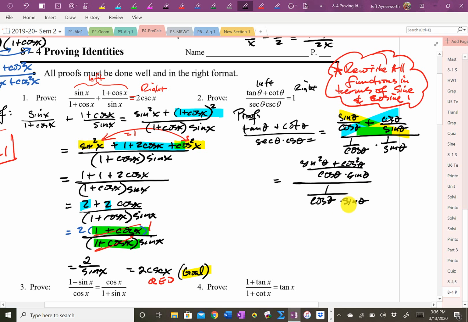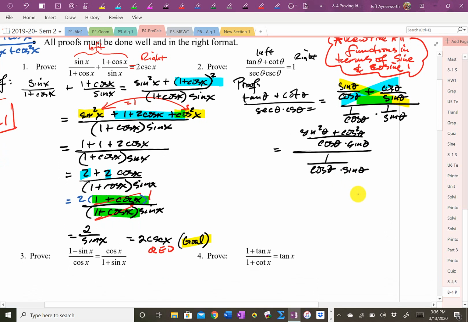Now I still have a fraction divided by a fraction. And as I said before in the lesson, whenever you divide fractions, you multiply by the reciprocal. That's a key concept right here. You have to go back to fourth grade, believe it or not, because that's when you learned it. So this whole fraction up here, by the way, is a Pythagorean identity. Right there, that's 1.